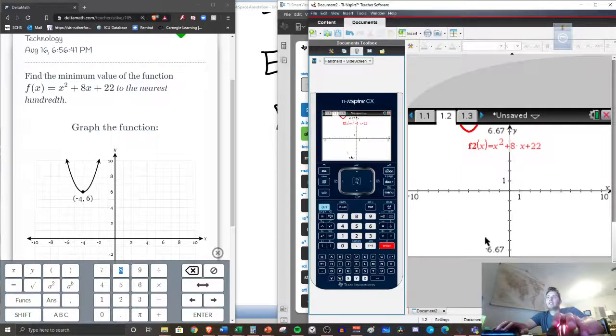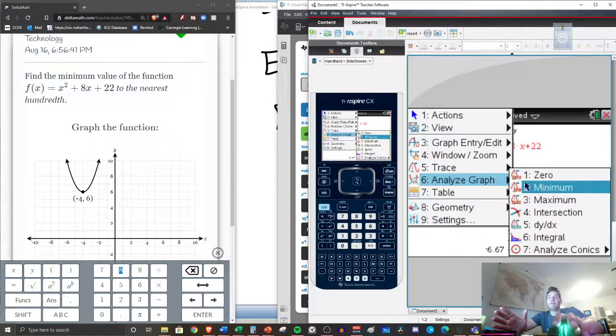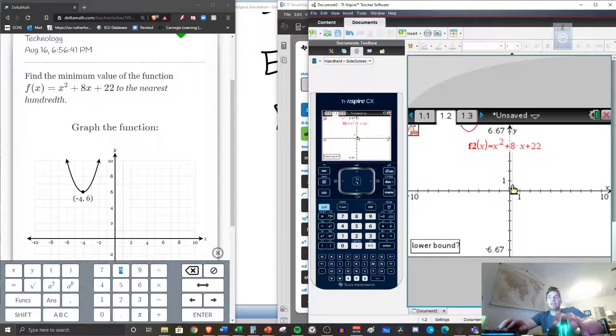And there it is. So how do I get that? Well, I press menu, analyze graph. Here it is, minimum. And so you'll notice this pad right here is a touchpad. So you can brush your finger on that and it will move it to the left, like over here, or to the right. So we want the lower bound. So I'm going to go to the left, then I'm going to go to the right, and there it is. That's my minimum. I want the y value.